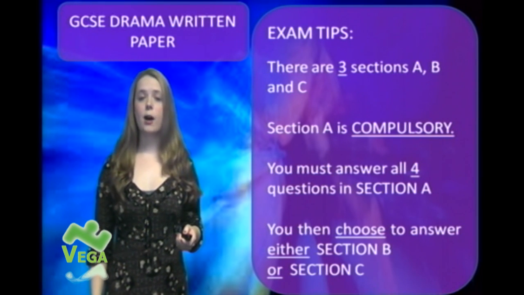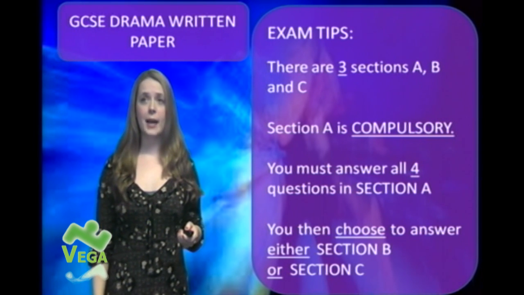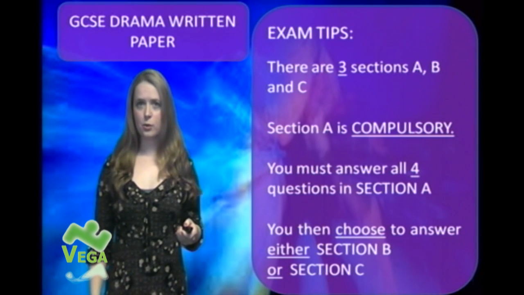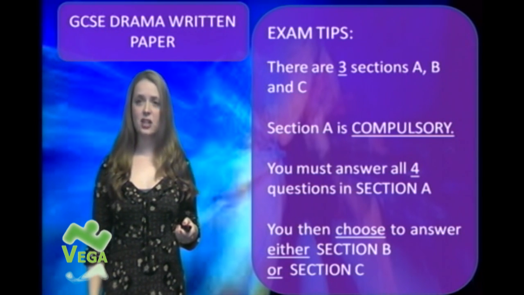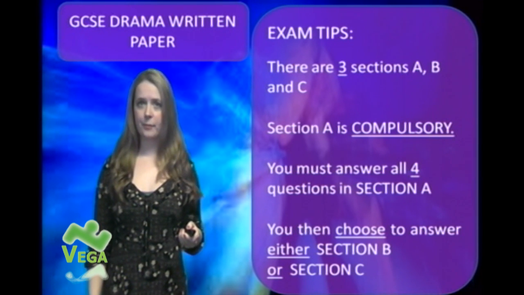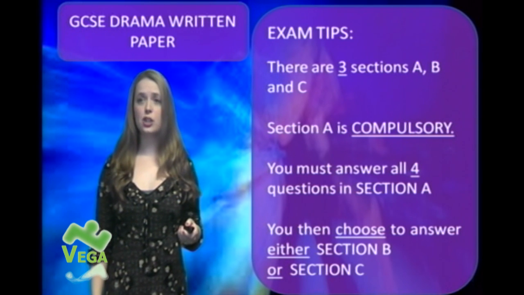This is your GCSE drama written paper. There are 3 sections to your written paper, section A, B and C. This recording is for section A. Section A is compulsory. That means you must complete section A. There are 4 questions in section A. You must then choose to answer either section B or section C.